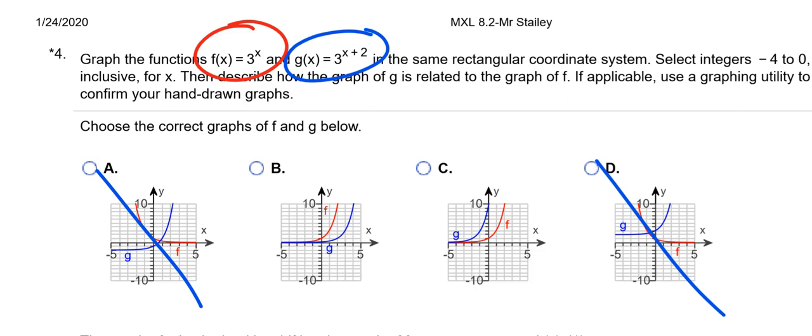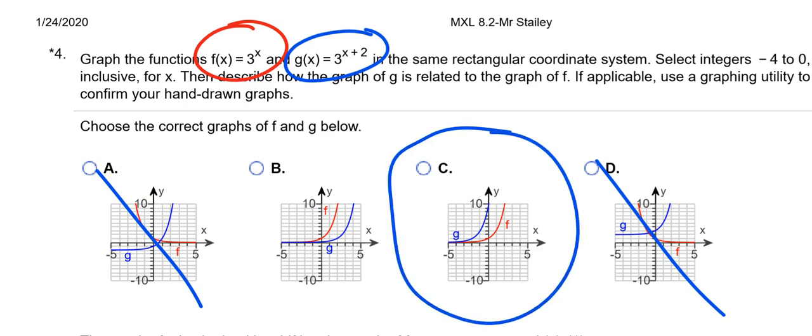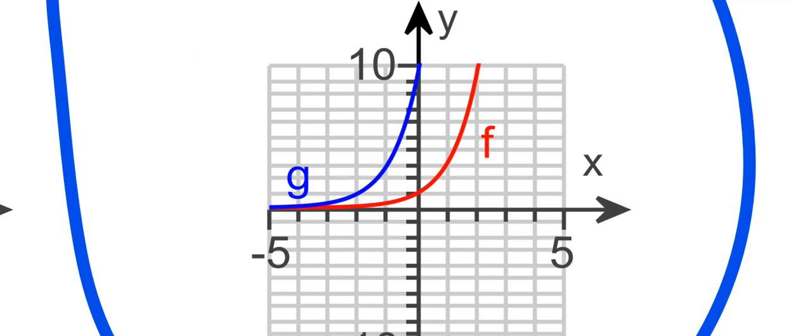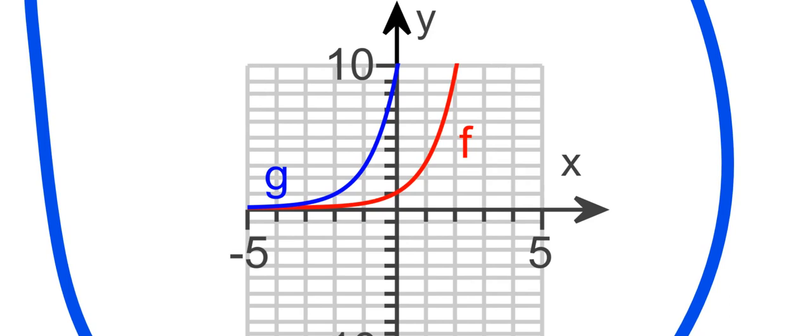Okay, what's the answer choice? C is the correct answer. If we take a look at the function, we can see that this point right here got moved over to the left 2 spaces. Okay, so we are talking left 2.